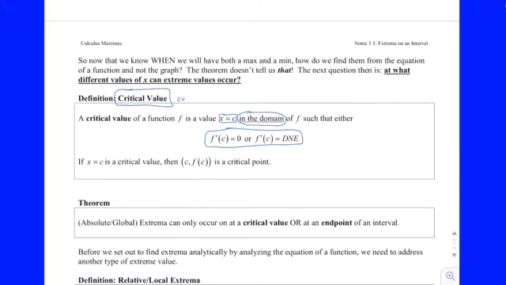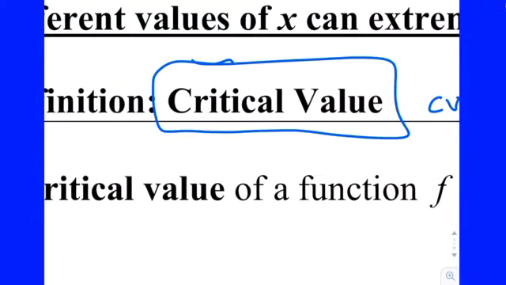All right, critical value, critical value, critical value. What makes the critical value a critical value in here? It's where the slope of the function is 0, the derivative is 0, or does not exist. But what about the function value there? It has to be in the domain. The function value has to exist there.